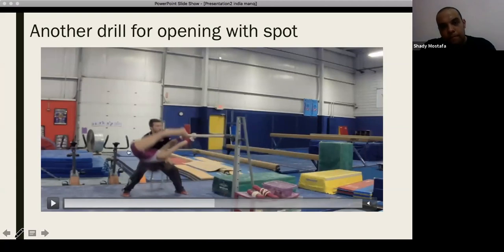Yeah, telling them that the hips should be almost aligned with the bars. Not almost, you tell them: you wait till your hips are at the bar level, then extend.